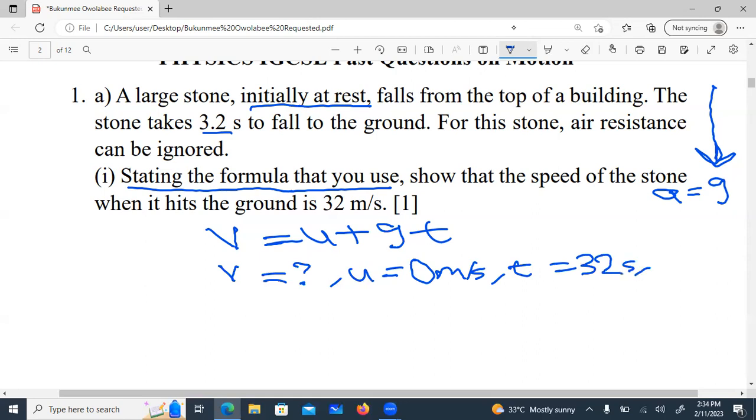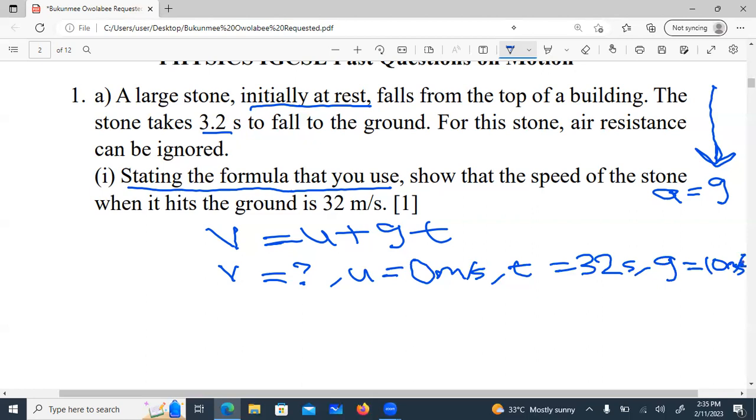What else do you need? You need the G. You know, our U is 0, which you have written. Our time T is 3.2 seconds, which you have written. What about G? The value of G is 10 meters per second square. That's the gravitational field strength of the Earth, 10 meters per second square.